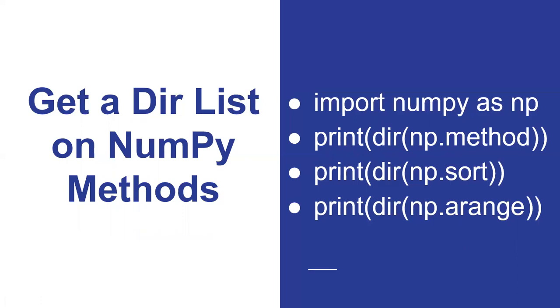Once you want to get specific to the sort method of NumPy, you do a dir on it. If you want to get a sort on an array, then you do a dir on np dot array, and so on. In this case, sort and arange are shown as examples.